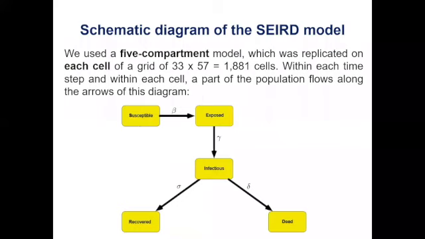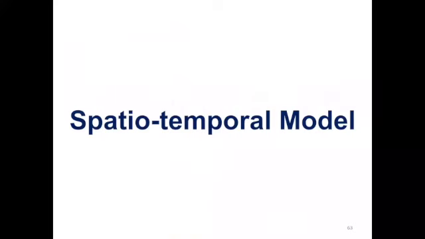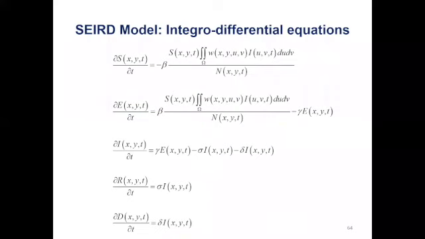So with the schematic in place for these 1881 cells, we have movement of people within each compartment. And the population flows along the arrows in this diagram. So I want to talk about the spatiotemporal model in terms of these integro-differential equations.